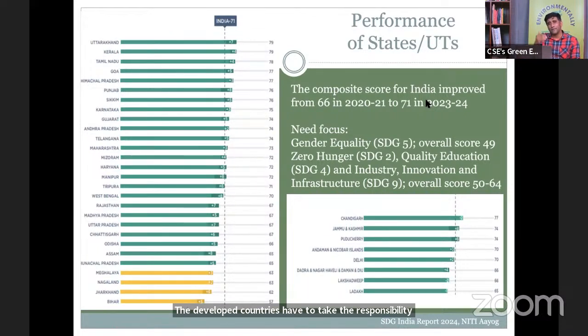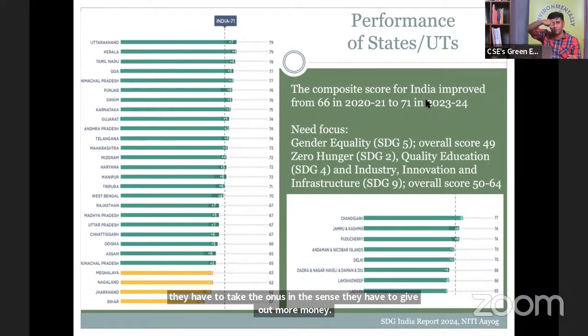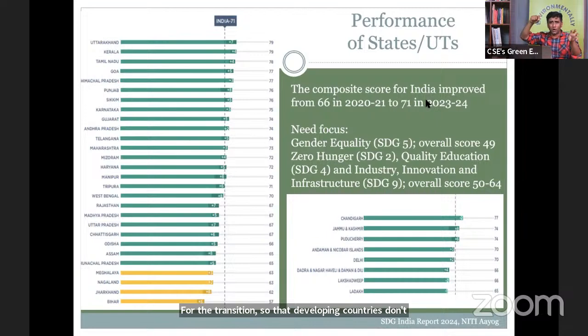And they have to take the onus, in the sense they have to give out more money for the transition, so that the developing countries don't go through the same trajectory of poor or dirty fuel, and then they slowly move to the green fuel. So they have to give the money, and they also have to share their technology, which is where a lot of confusion and problems exist even now.